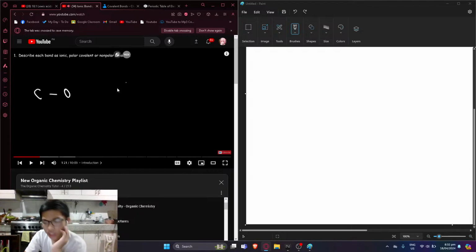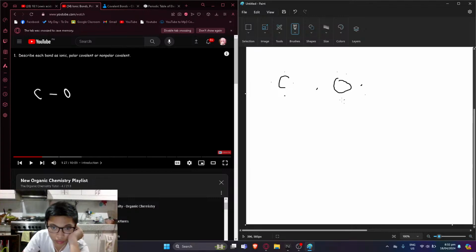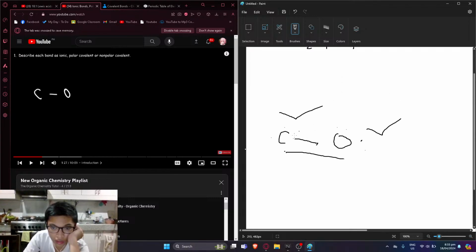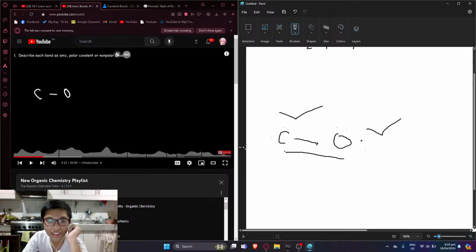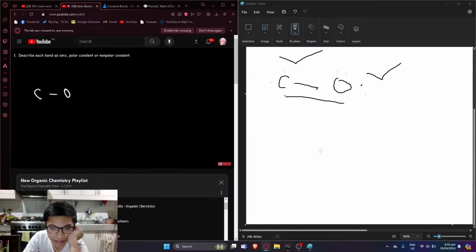So we need to determine if it's a polar covalent bond or a non-polar covalent bond, and we need to know the electronegativity values of these two elements. Carbon has 4 valence electrons and oxygen has 6. To satisfy the octet rule in a covalent bond, they need to share so that both of them have 8. Oxygen is already at 8, but there are still 2 remaining on carbon.